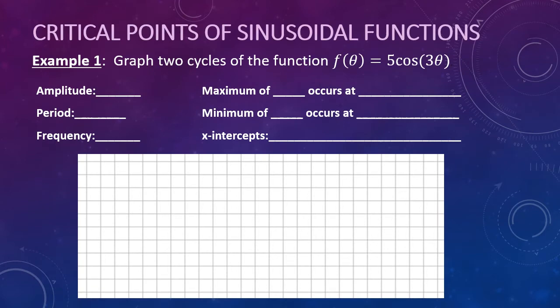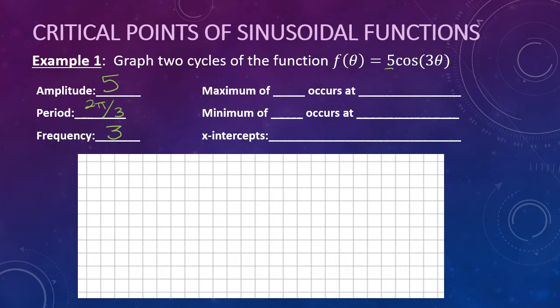All right, so let's look at example 1 together. I'm going to go ahead and sketch this graph. So when I think about what's going on here, looking at my equation, I have an amplitude of 5. I like to state my frequency next, so that's the b value, the number that goes with theta, which is directly related to my period. So my period's 2 pi divided by 3.